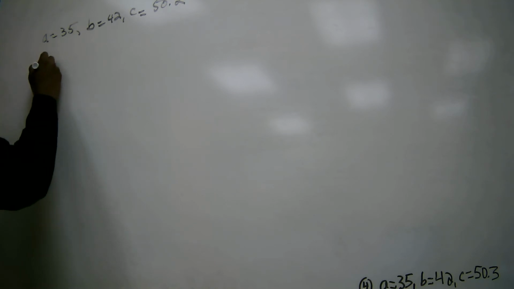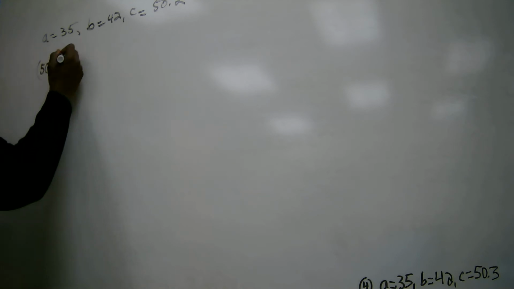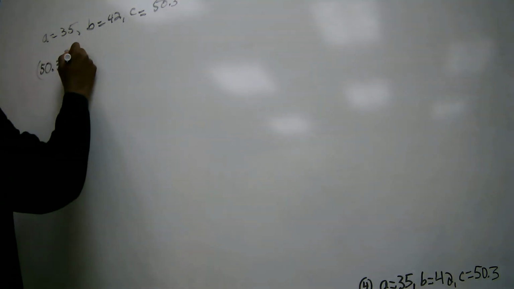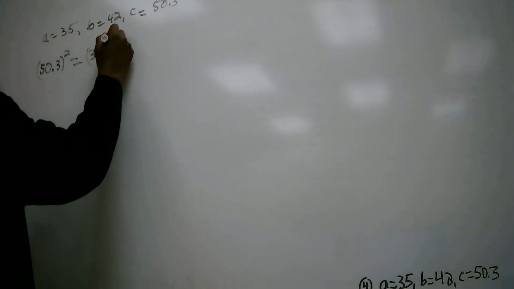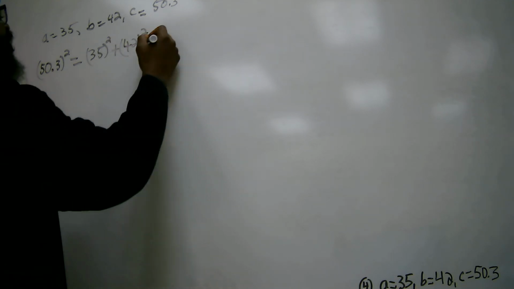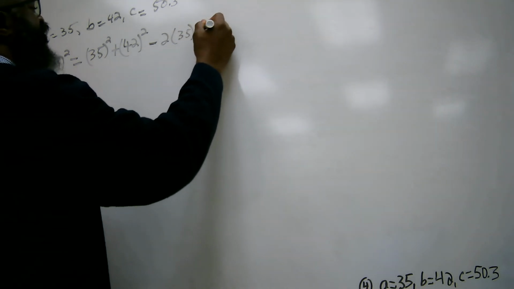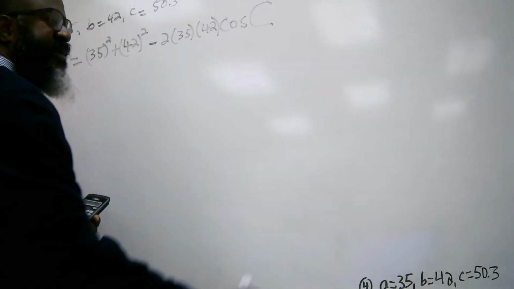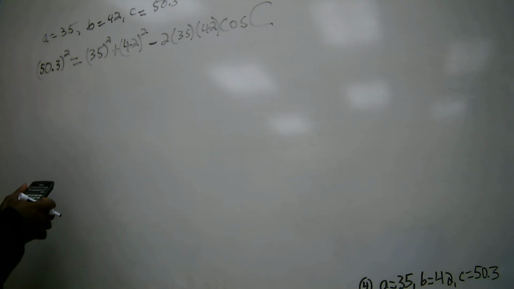That will be 50.3 squared. Right, 50.3 squared equals A squared, which is 35 squared, plus B squared, 42 squared. These go into huge numbers, minus 2 times 35 times 42, times cos C. We're looking for angle C. Then on your calculator, 50.3.